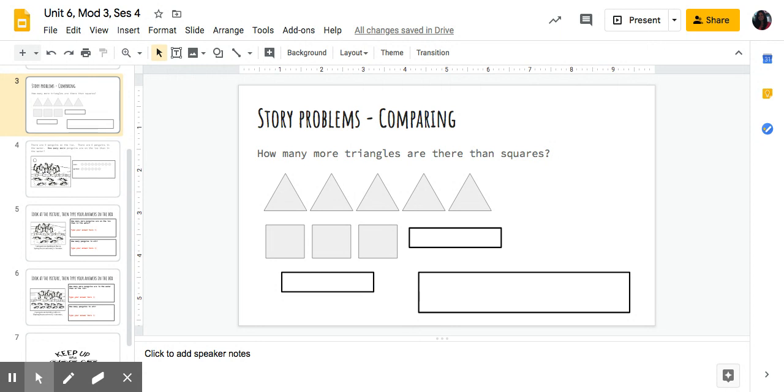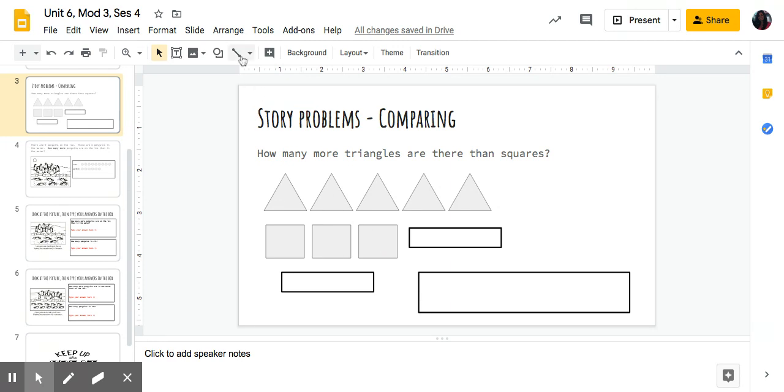When we compare numbers or objects, we're looking to see what's the same and what's different. We want to focus on that difference because that's going to tell us how many more. So here I have some triangles and I also have some squares. I want to know how many more triangles there are than squares. So I have 1, 2, 3, 4, 5 triangles and 1, 2, 3 squares.